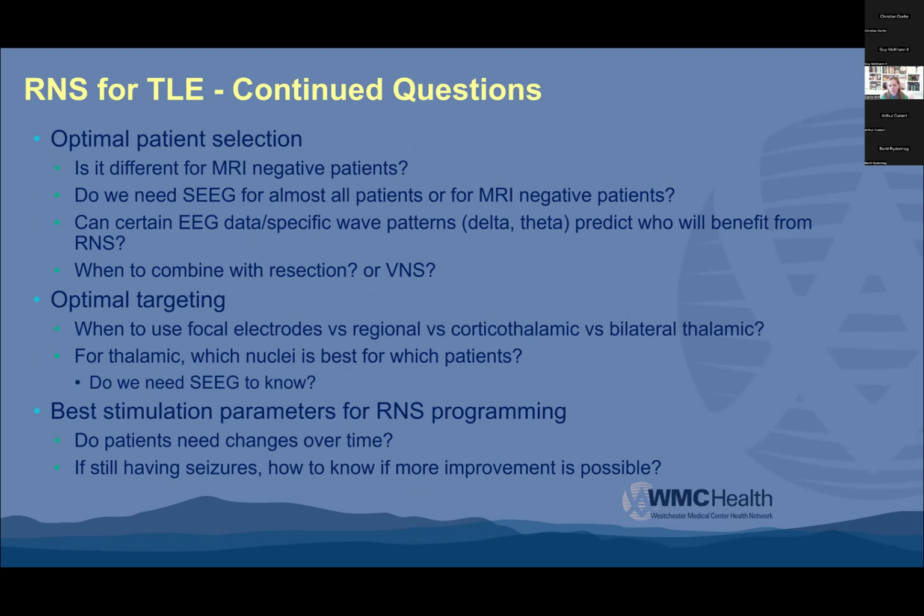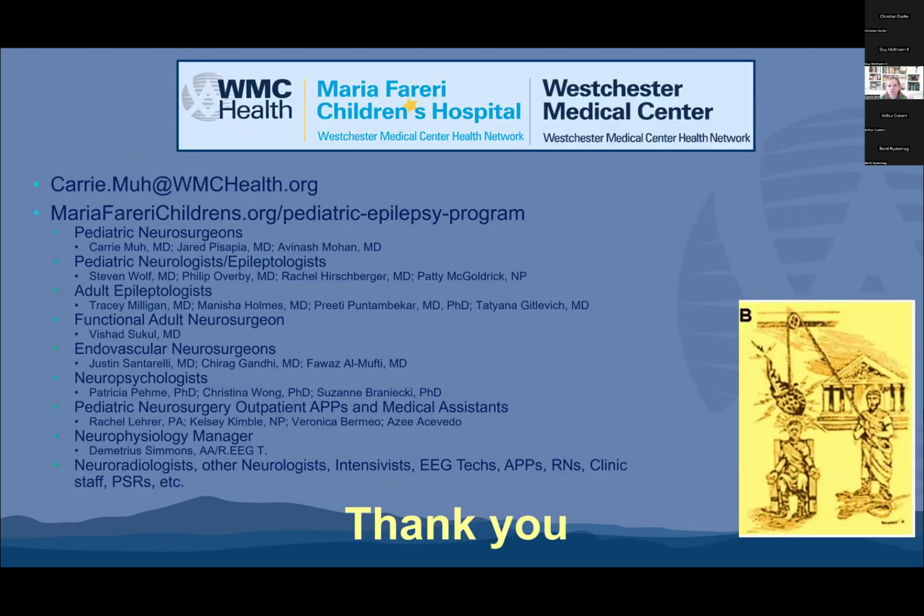We still debate patient by patient with our neurologists and at our conferences when we should do depth electrode, when we should do a hippocampal electrode with a subtemporal strip, when we should do cortical thalamic. And there's still a lot of debate with that for each patient. And then the stimulation parameters in terms of how it changes over time, and how do you know if you should continue to make changes. So that's just an overview of using RNS for temporal lobe patients.